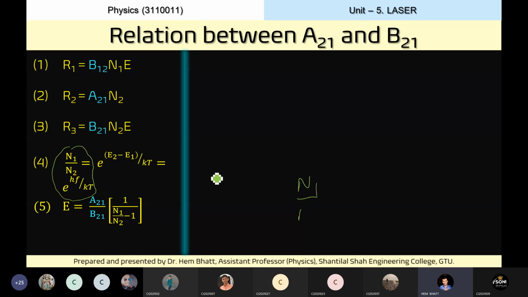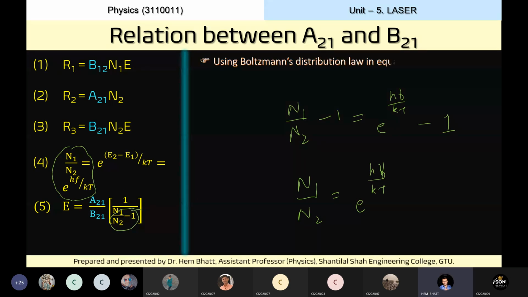Okay, so N1 by N2 is E raised to HF upon KT. H is Planck's constant, F is frequency, K is Boltzmann constant, T is temperature. So if you have N1 by N2 minus 1, you can write it as E raised to HF by KT minus 1. Okay, so replace this denominator using Boltzmann distribution law in equation 5. What do we get? હમણાં મેં જે કીધું એ પ્રમાણે E નું equation લખી નાખો.